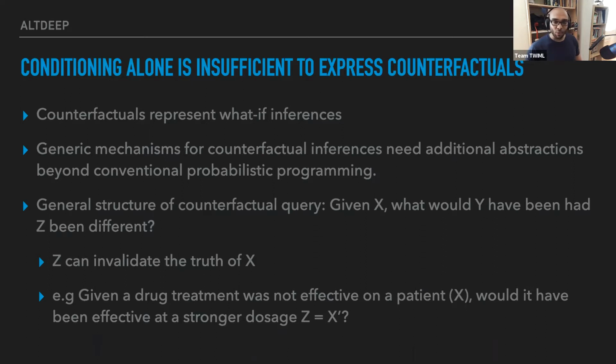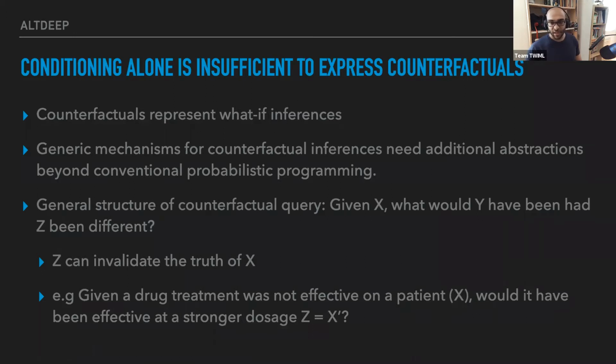But we need something more if we're going to do the counterfactual queries. So what's a counterfactual? Given X, what would Y have been had Z been different? What's important here is that Z can invalidate the truth of X. So what does that mean? Invalidate the truth of X.